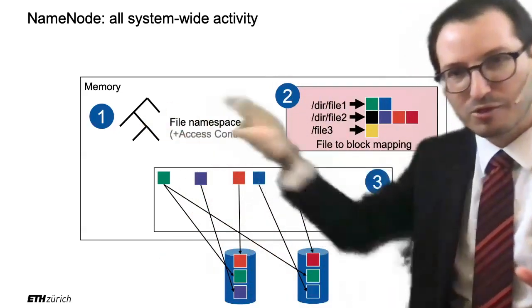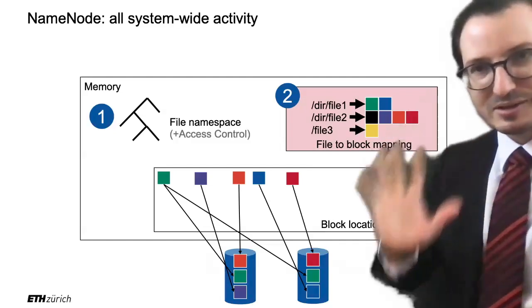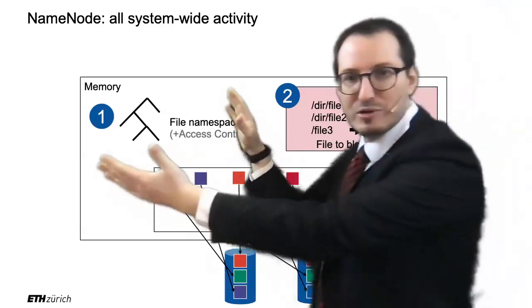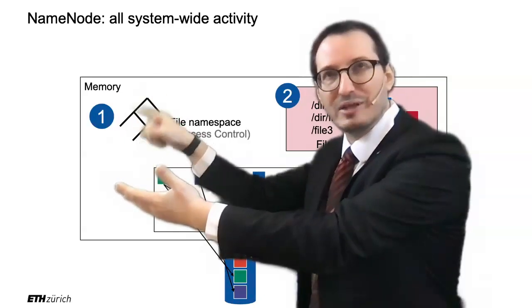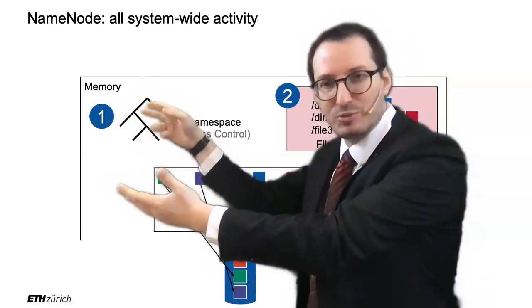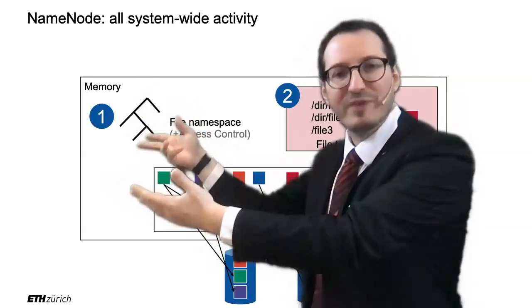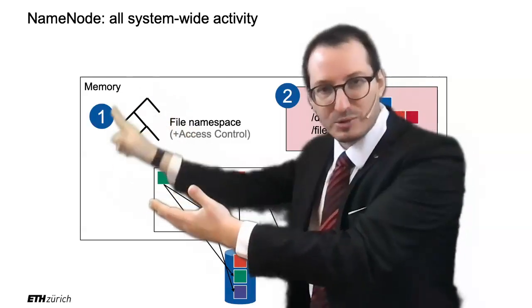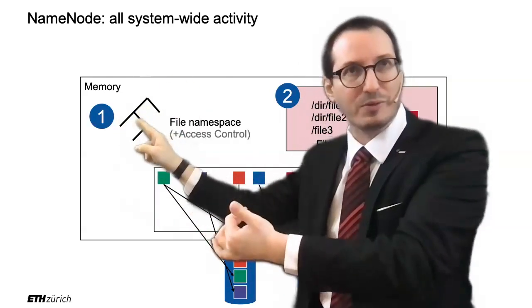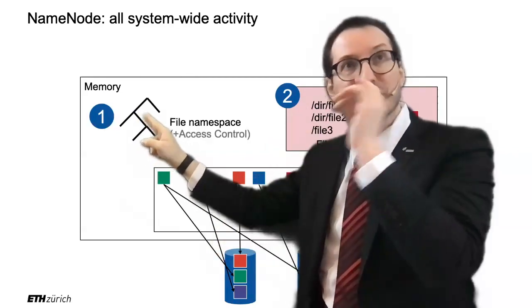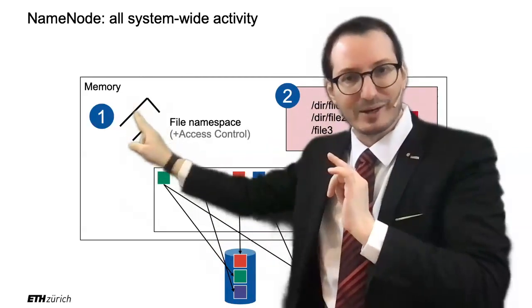Okay, so 3 things. The first thing that you have on the name node is the file namespace. This here is a tree. It's the file hierarchy. These are your directory names and what directory is in what directory, what file is in what directory. So this is really your file hierarchy that is in there stored on the name node, right? It's stored on a single machine, this whole hierarchy, right?